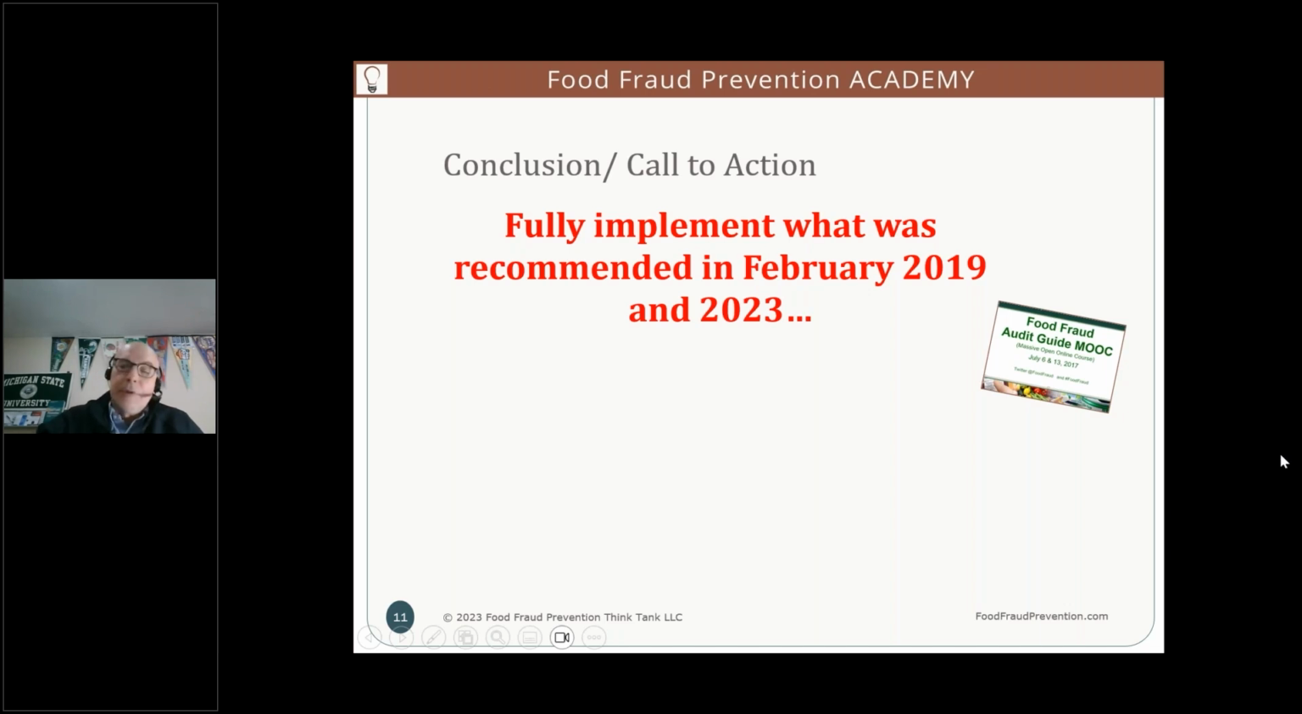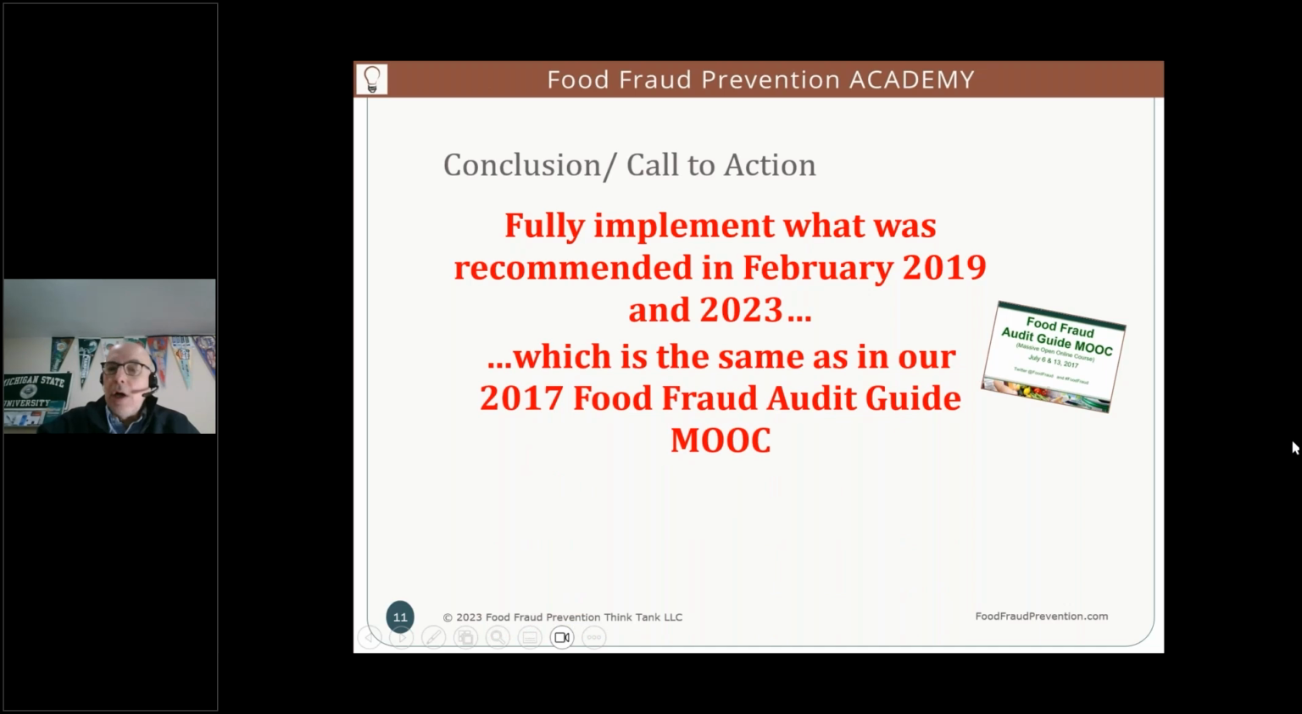A lot of times people have done a food fraud vulnerability assessment on a couple of products, but not their entire product slate. That's what we see companies doing right now, saying, yeah, we're really good at these few products, but we haven't looked at the entire company. And there's something we'll show you that's pretty simple for that. It's the same as our audit guide from way back when.